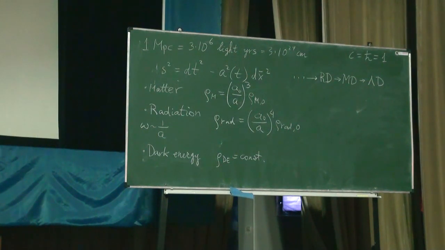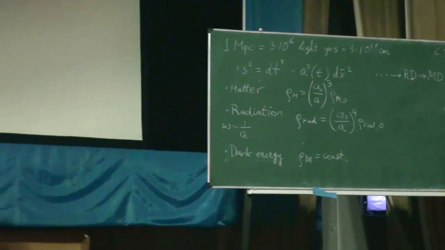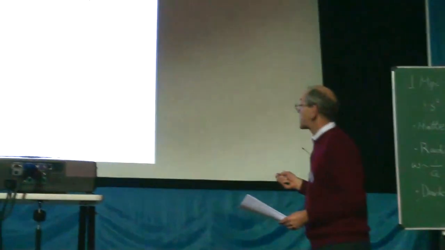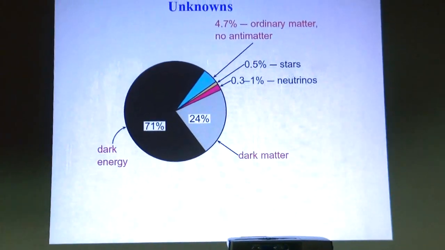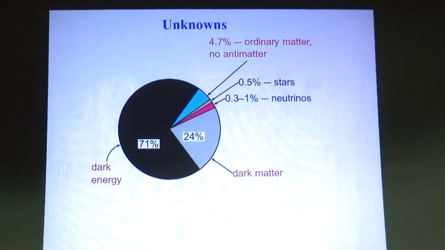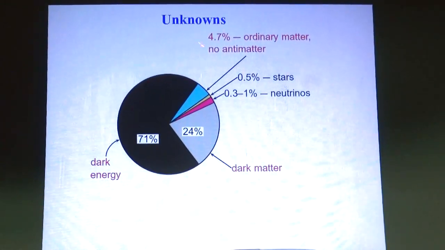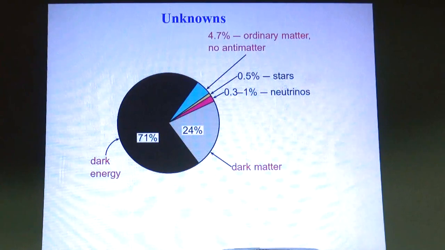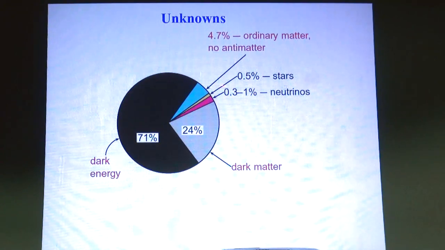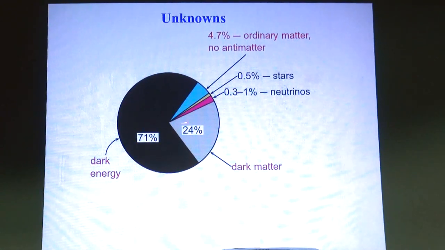what is the distribution between these species? Okay, so we have ordinary matter, and that's a pretty small fraction, 4.7% of all energy. Actually, luminous stars are an even smaller fraction. Most of this is the ionized gas in clusters of galaxies. Neutrinos, it's not clear how much they contribute because we don't know neutrino masses, but their contribution is within 1%. Most of the energy density today is dark matter and dark energy, 24%, 71%.